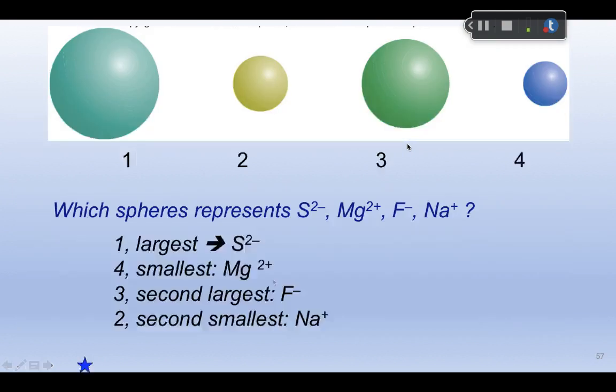All right. Enough said about atomic radii for now. Ionic radii, I mean. Good luck working on your examples.